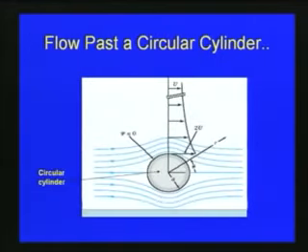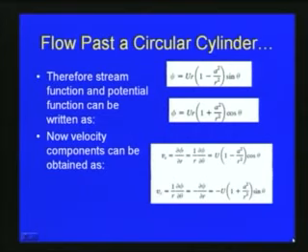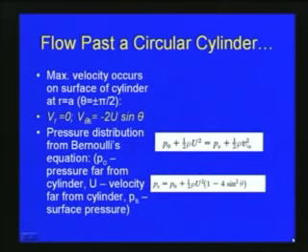The flow past a circular cylinder can be seen in this slide. Here this is the cylinder and this is the uniform flow. With the doublet and the uniform flow we analyze flow past a circular cylinder, and we got the expressions for psi and phi. After that we saw how to determine the pressure with the Bernoulli's equation.